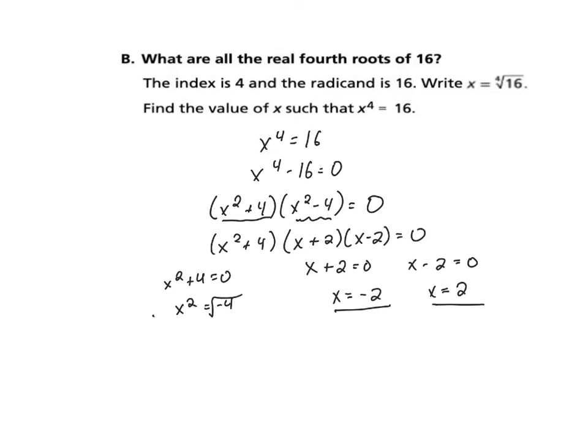When we do that, we're going to get some imaginary number. Remember, we get plus or minus 2i technically, so we're only looking for the real roots. So we're not going to use these roots. We're only going to use these solutions. So the two real solutions for x to the fourth is equal to 16 would be negative 2 and 2.